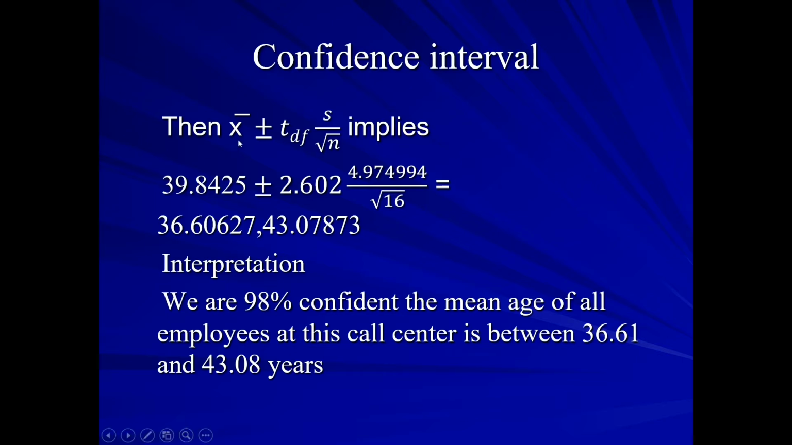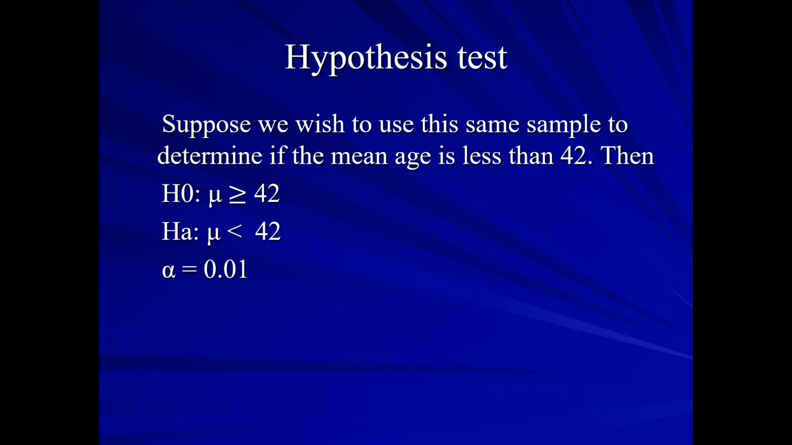Now again, x bar is my point estimate. This t with its degrees of freedom times s over the square root of n gives me my margin of error. And so what I come up with is 36.60627 to 43.07873. And to interpret this, we're 98% confident the mean age of all employees at this call center is between 36.61 and 43.08 years.